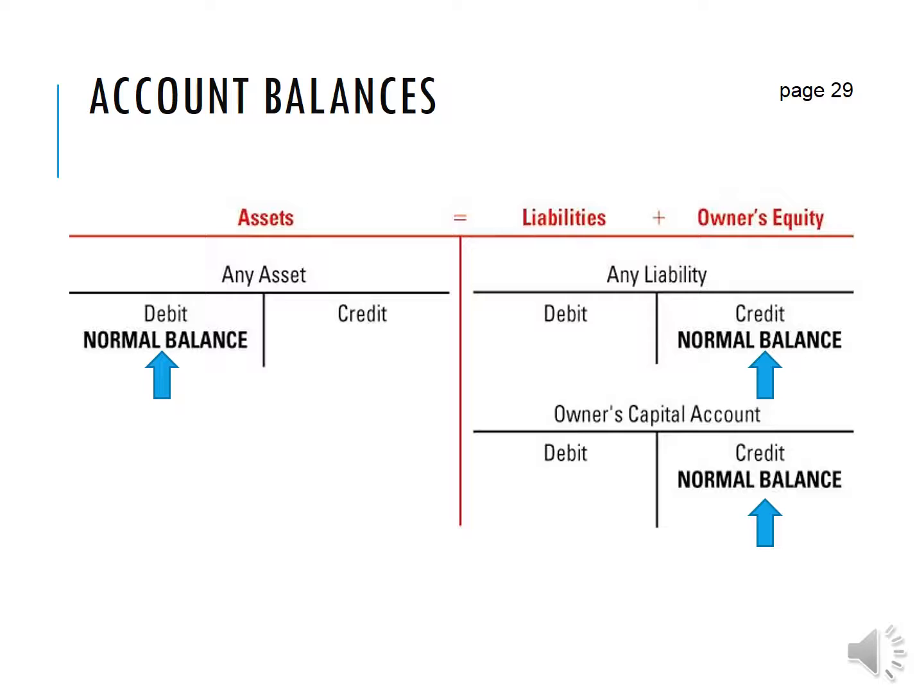Any liability account, since it falls on the right side, will have a credit normal balance because the credit side is the increase side for liabilities. The capital account will have a credit normal balance. Why? Because the effect capital has on owner's equity is to increase the value. So, the capital account will increase on the credit side.